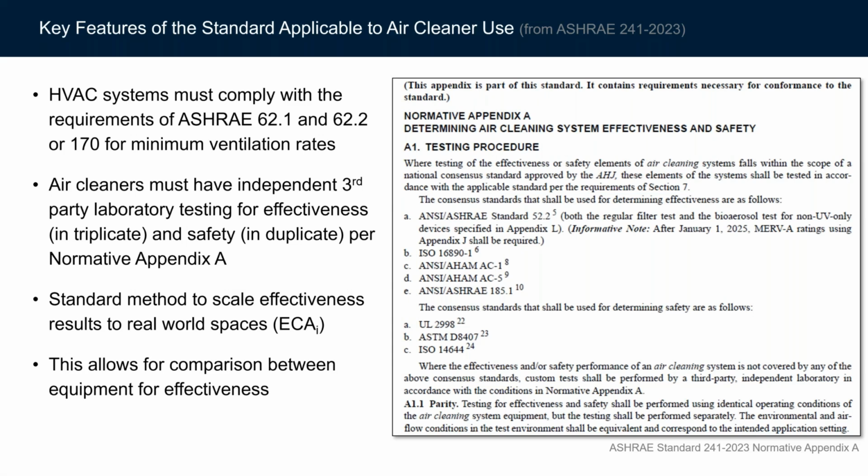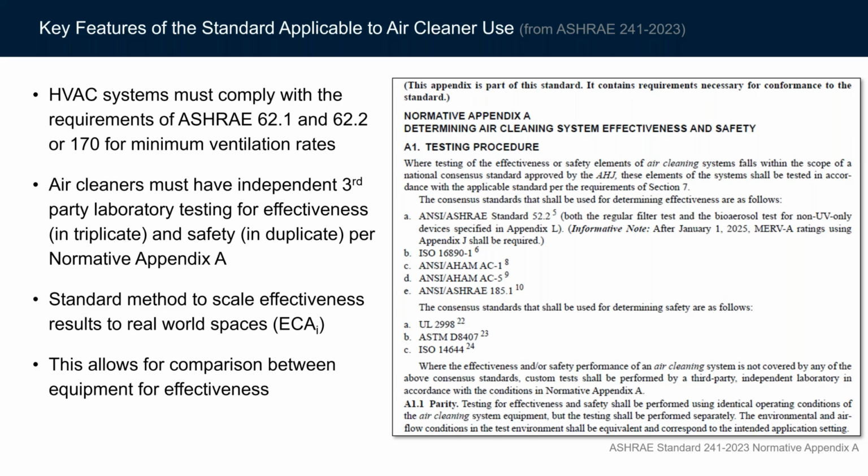And so let's get into what is the standard and what are the actual testing requirements. There's a lot on this page, so I'll go through it in a little bit of detail. The first thing to note is that in order for us to meet 241, the design of the building has to first meet one of the prerequisites. So the prerequisites are 62.1 for commercial, 62.2 for residential, and 170 for your healthcare. Those are the minimum ventilation rates, and you can meet them in any of the calculations that are in there.